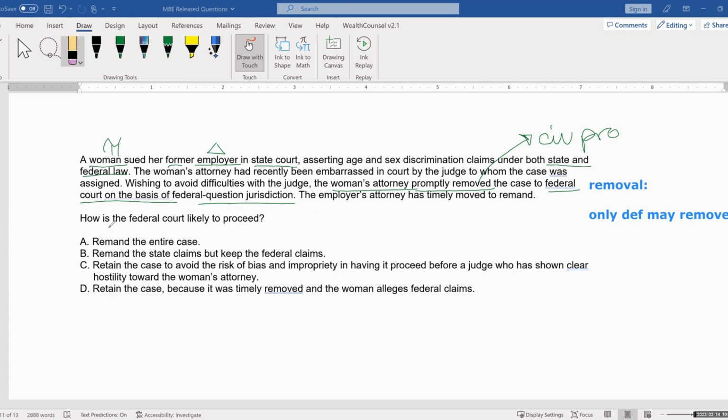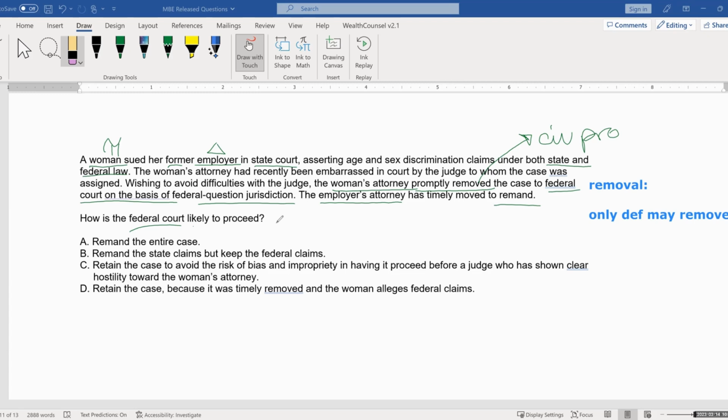The call of the question is, how is the federal court likely to proceed? Your answer should be that the federal court should remand the case. And sorry, I forgot to read that last sentence there, but the last sentence is that the employer's attorney has timely moved to remand. The employer's attorney is the defendant, and they are challenging the removal. They have proper grounds to challenge the removal because the removal was improperly done, since they are the plaintiffs and they cannot remove the case to federal court if they are the plaintiff party.